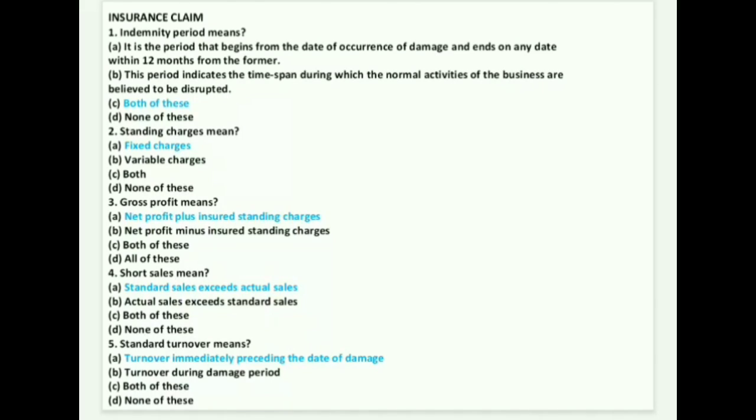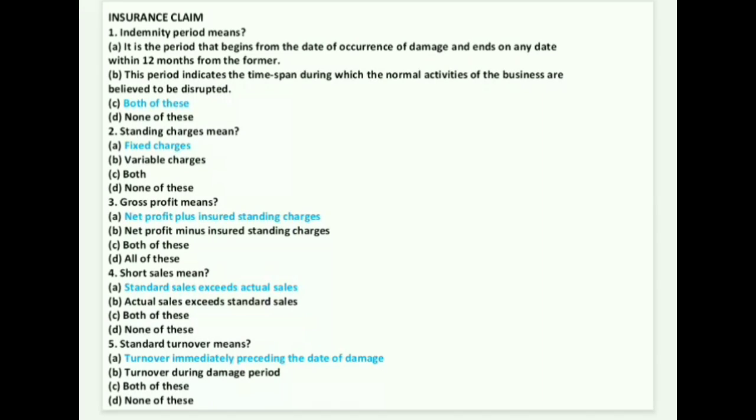Standing charge means fixed charge, variable charge, both, or none of these. So well, standing charges means fixed charges. Okay, gross profit means net profit plus insured standing charges. That is the correct answer. Gross profit is very easy: net profit plus insured standing charges. Another answer could be short sales: short sales means standard sales exceed actual sales. Short sales is nothing but standard sales that exceed actual sales.